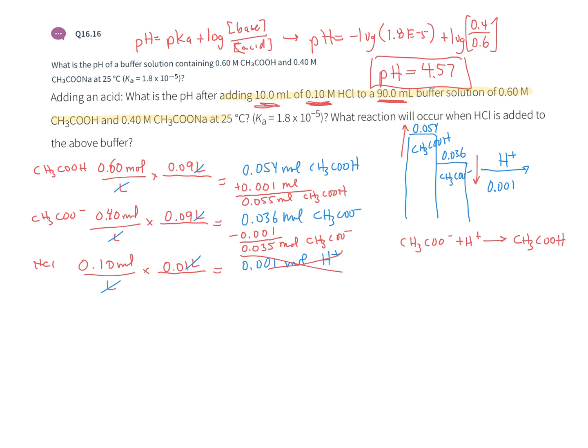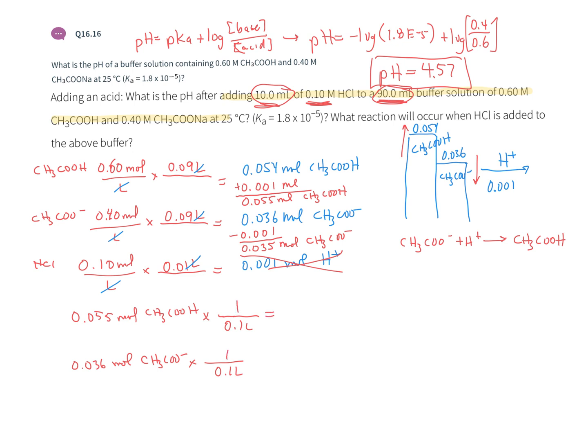Now to answer the final question: what's the final pH of this solution? We need to take these moles and move them back into a concentration. So I have 0.055 moles of acetic acid and 0.036 moles of acetate. And now my new volume. Molarity is moles per liter. I take 10 milliliters of the acid and add it to 90 milliliters of the buffer. My new volume is 0.1 liters, 100 milliliters.